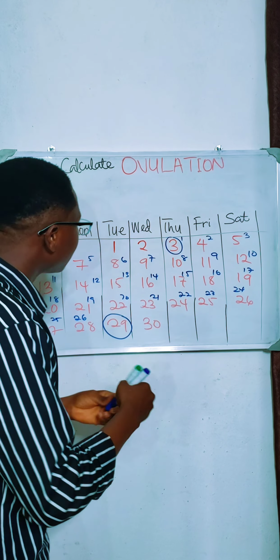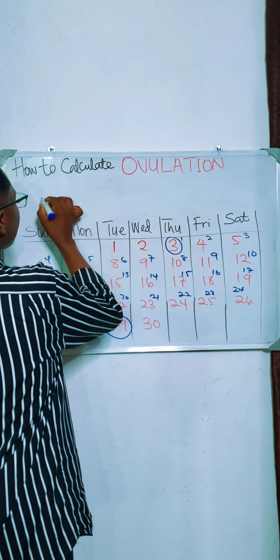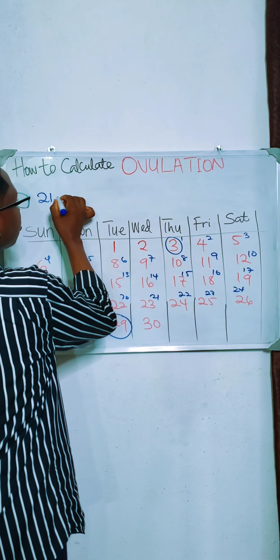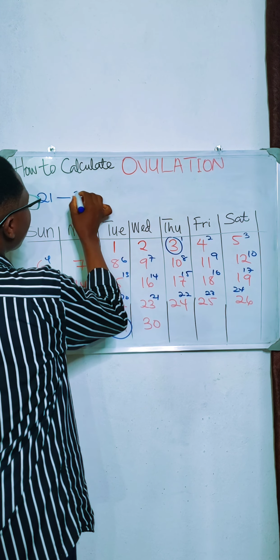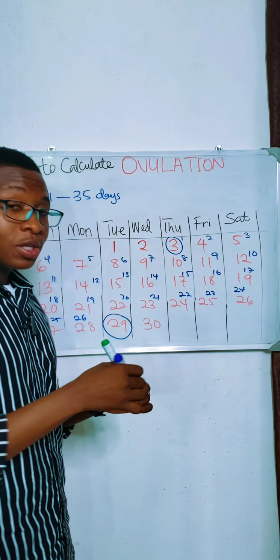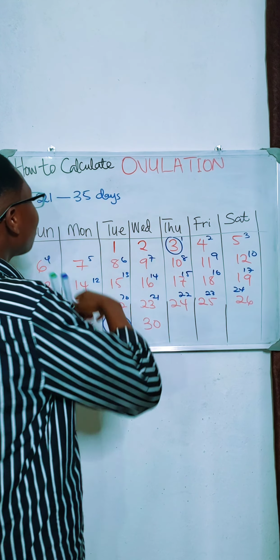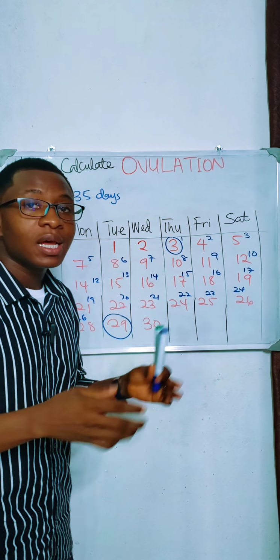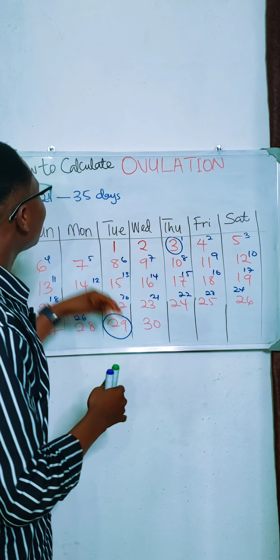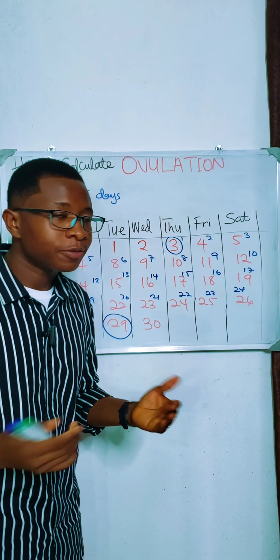Now, it has a range, okay? A normal cycle length can be between 21 to 35 days, okay? So someone can have 21, someone can have 25, someone can have 28, and so on, okay? Now, this is the normal range of the cycle length.